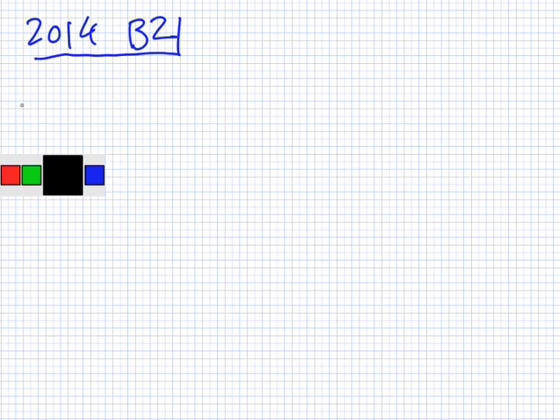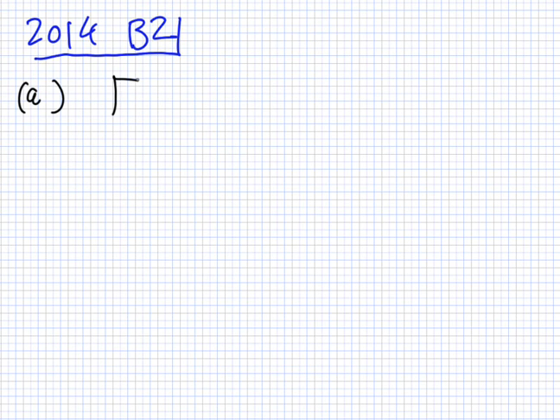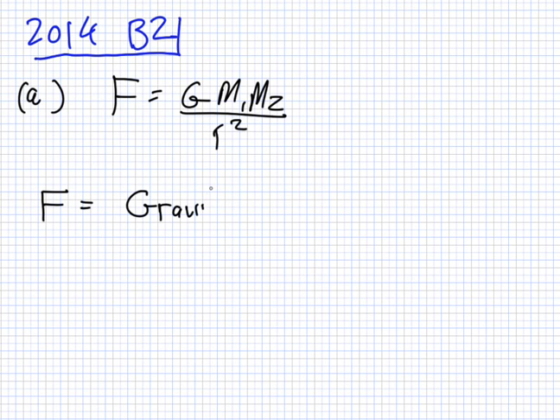So part A, they want the formula for gravity. So that's F equals G m1 m2 over r squared. And you have to explain each symbol. So what's F? Force. The gravity force, yeah?